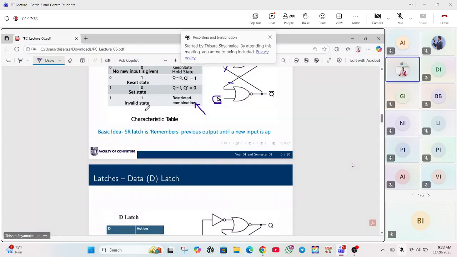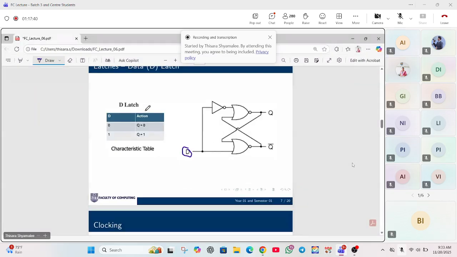Miss, what does D stand for? Is it data? Data, yes. Data, or sometimes some of them say it's a delay, but basically we call that data, the D latch.